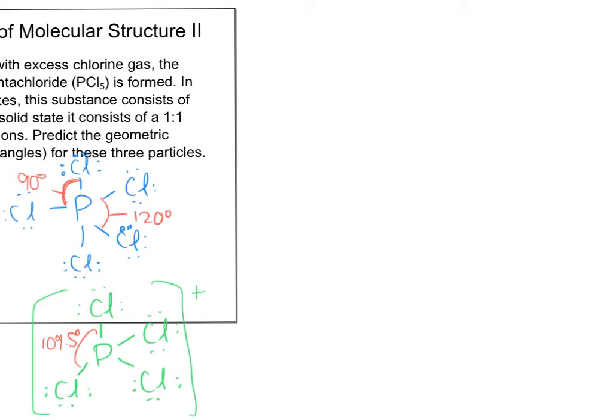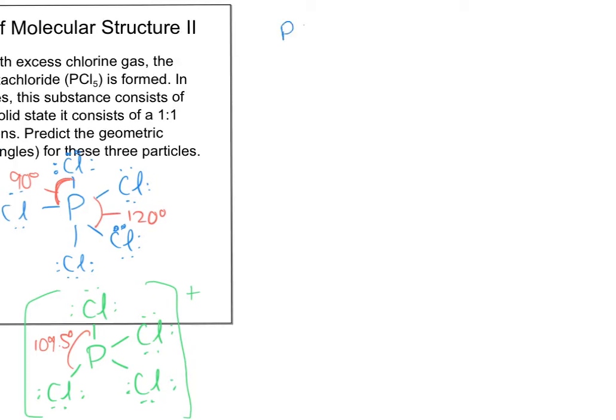All right, I slid on over. Now we have PCl6 minus. That guy's got 48 electrons. Chlorines.